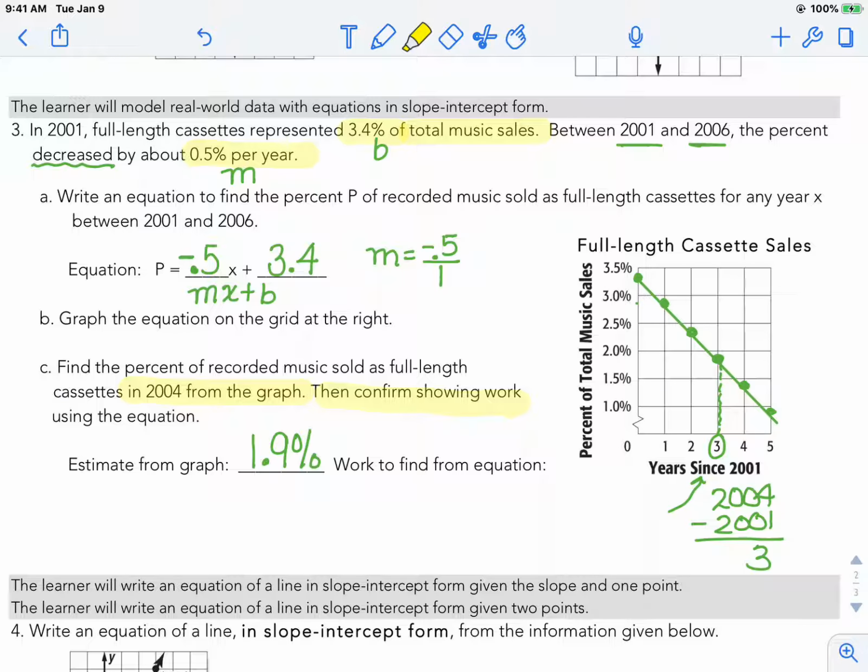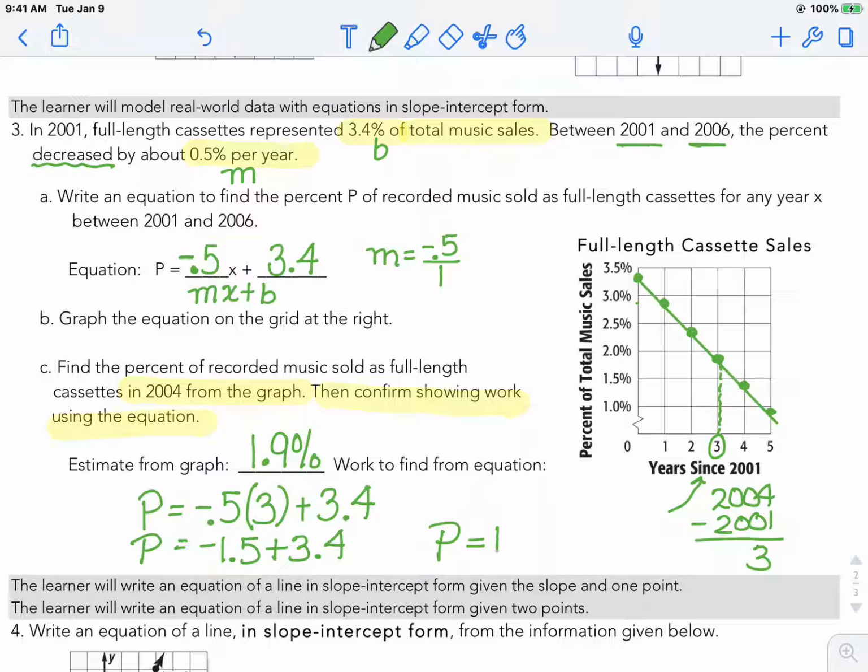Then confirm by using the equation. So for the equation, I want to use an x value of 3, that same x I was using on the graph. So I'm going to get my equation and carry that out. Negative 0.5 times 3 is negative 1.5, plus 3.4 is the percent I'm looking for. And sure enough, the percent comes out 1.9%. So be sure that you understand how to get that from the graph as well as how to get that from the equation.